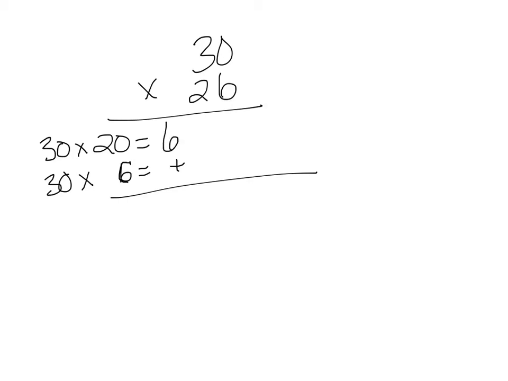600. And then 30 times 6. Sam. 180. Who's got it right? Now we're going to add, going down, 0. And our answer is right here.